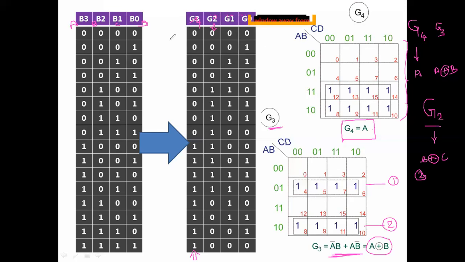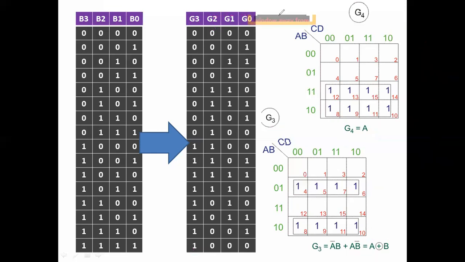A is copied as it is. And then for getting G3, A should be XORed with B. MSB is XORed with MSB minus 1. So A XOR B. And then proceed the same till the LSB. So B XOR C. Similarly, for getting G1, C XOR D. That's all. This is the thing we are going to discuss now.